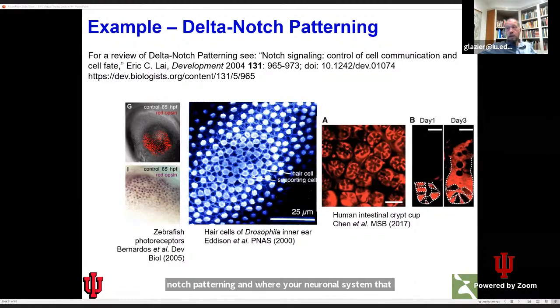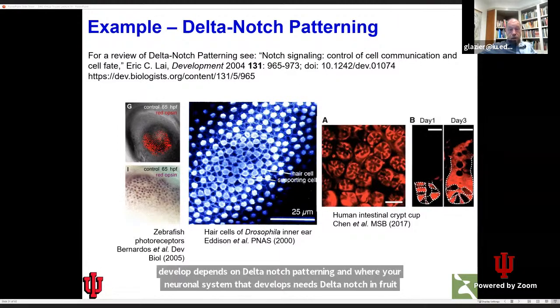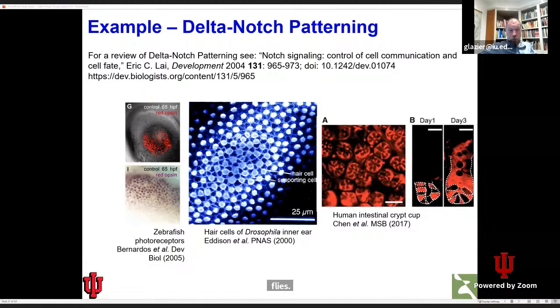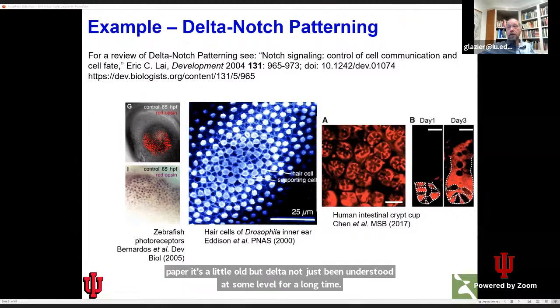In fruit flies, the way the hair cells are positioned depends on delta notch. And in zebrafish, the way the eye develops depends on delta notch. So this is a very universal process. If you're interested in reading more about it, there's a very nice high-level review paper. It's a little old, but delta notch has been understood at some level for a long time in development, and there's a link here in the slide.